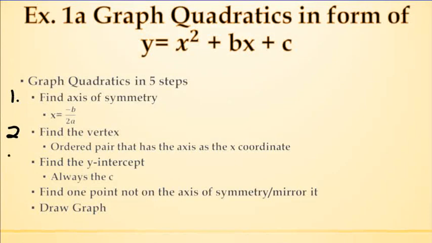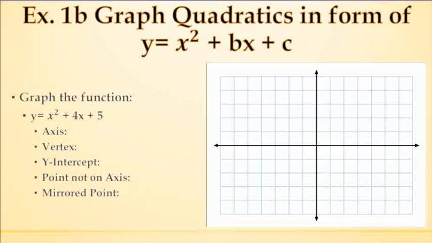Your third step is to find the y-intercept. That is always going to be whatever c is in your equation. Your fourth step is to find one point that's not on the axis of symmetry and then mirror it. And then your fifth step is just to draw your parabola. So let's look at an example.